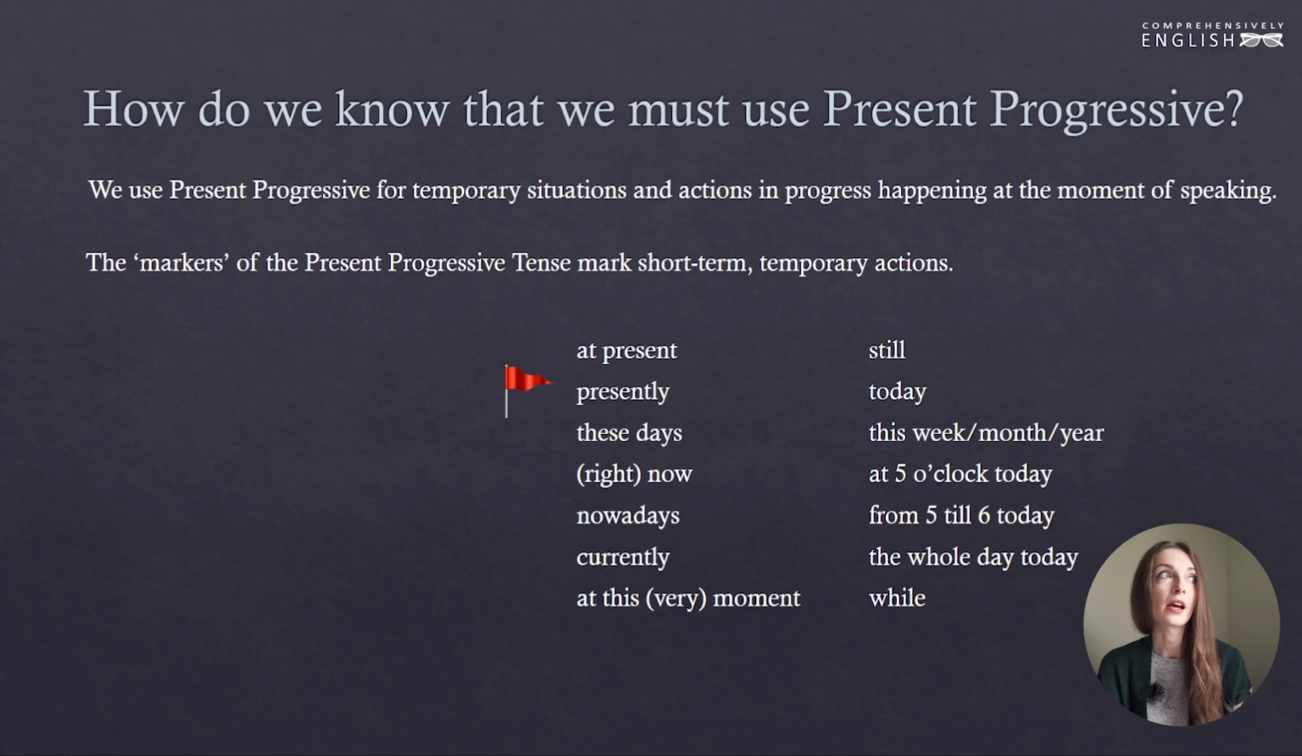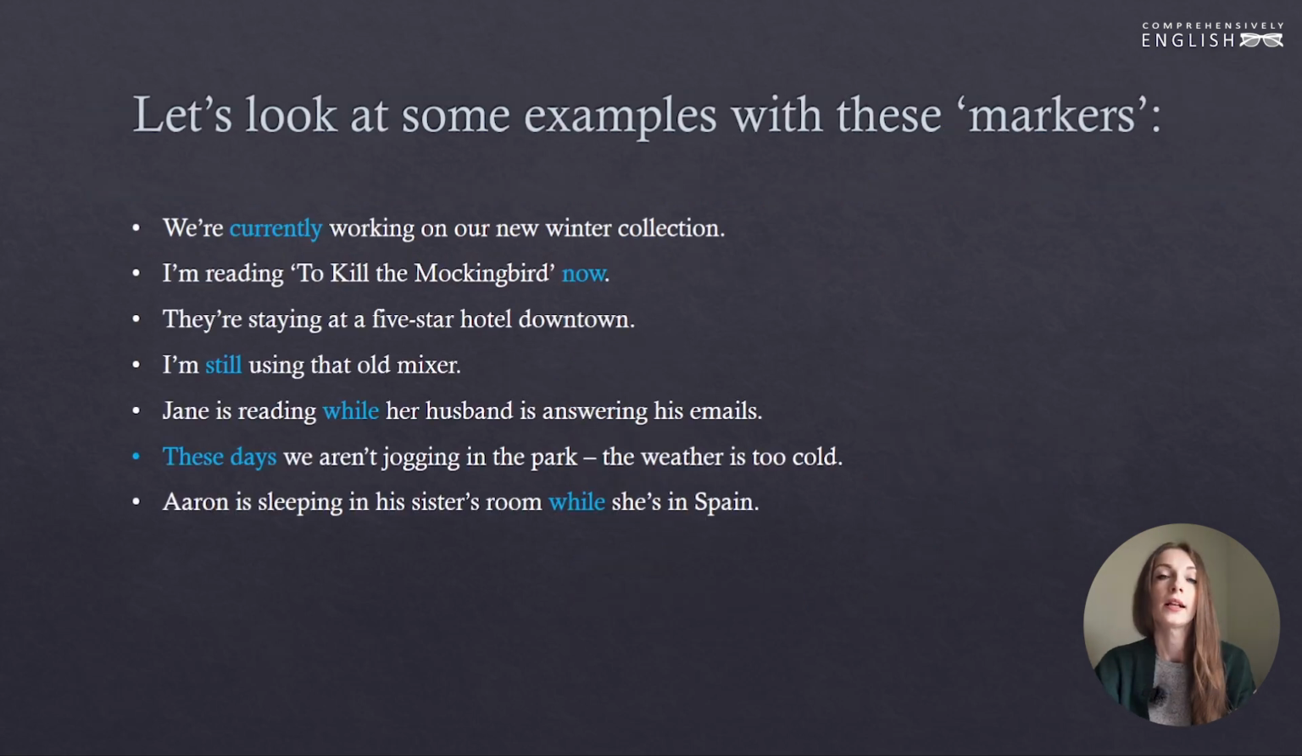Or I can say, now we're playing golf. That's definitely a different now, isn't it? Let's look at some examples with these markers and the present progressive tense. We are currently working on our new winter collection. That's an example of a bigger now.